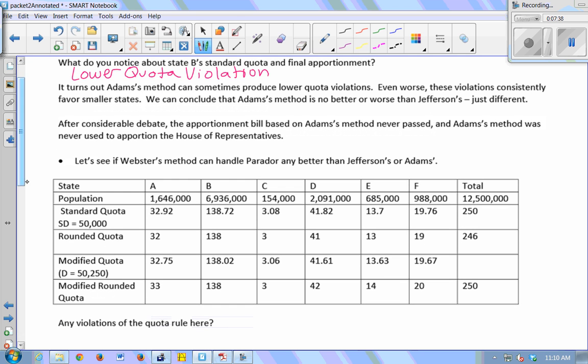And after considerable debate, there was a bill proposed to use Adams' method as our method of apportionment, but it never passed, and it was never used to apportion the House of Representatives.